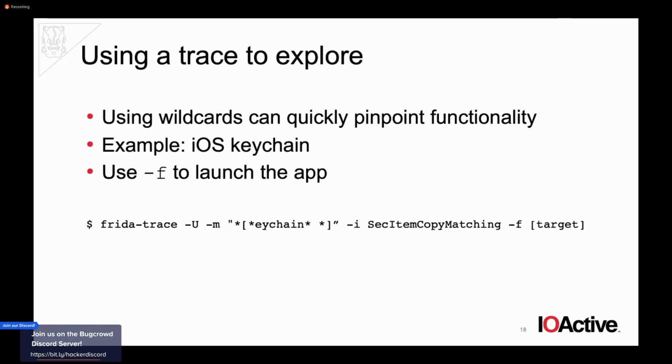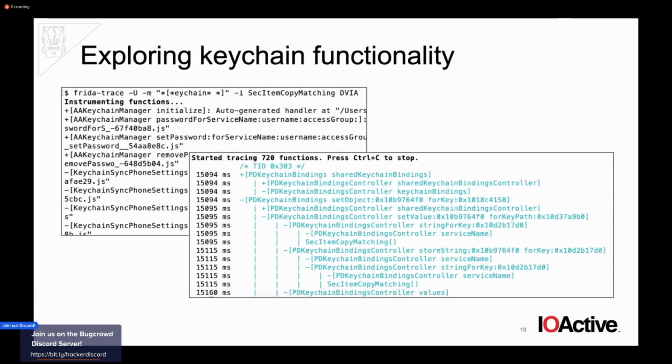So here we're using -M, and we've got a wildcard statement with eChain, just so that we'll get classes that match either a capital K or a lowercase k, because we just want any kind of generic keychain wrapper class. And then we're also asking it to trace just the function SecItemCopyMatching, which would indicate that some keychain information is being retrieved from the iOS keychain. So let's see what this would look like.